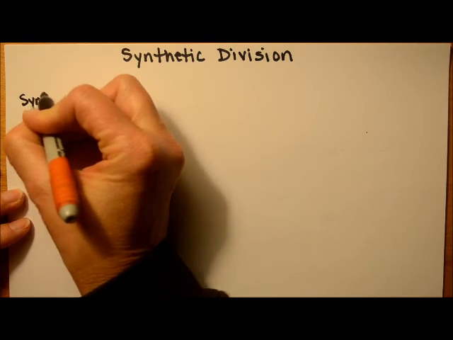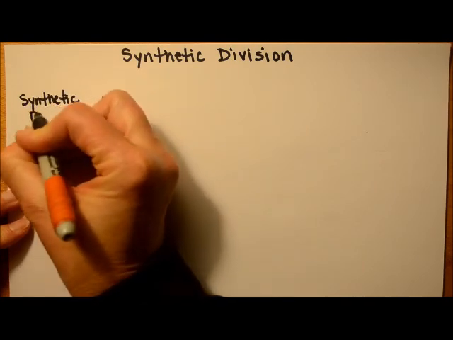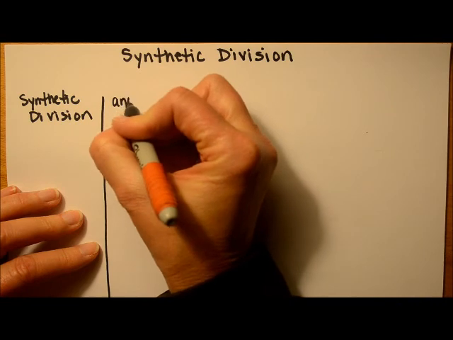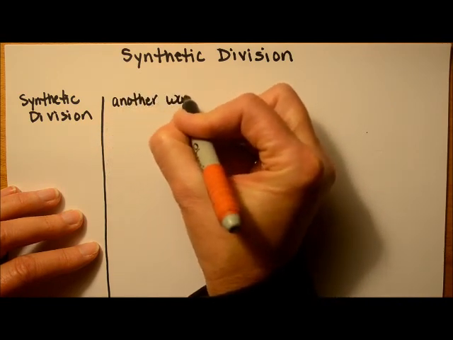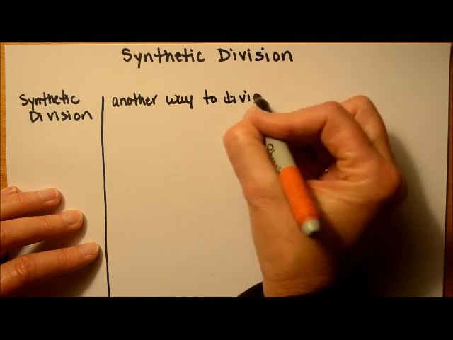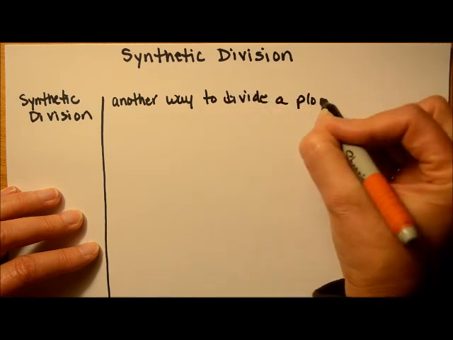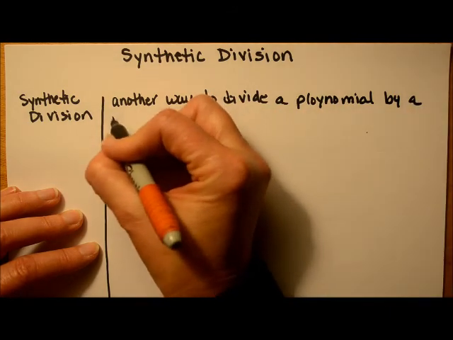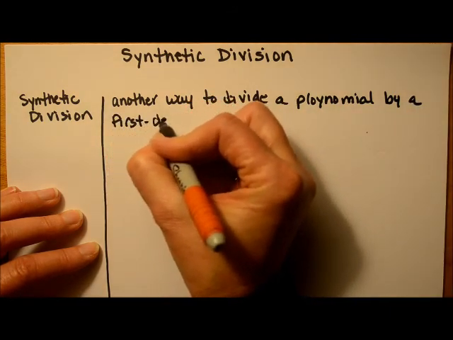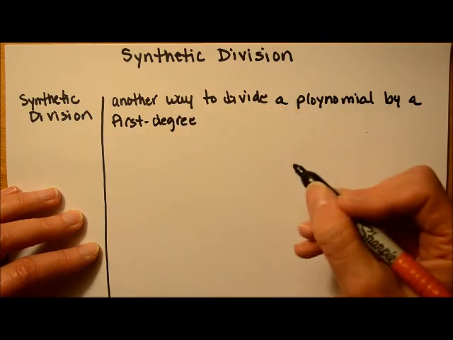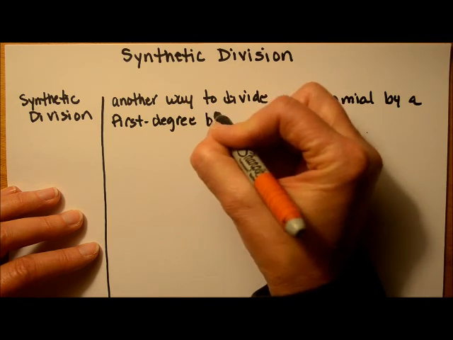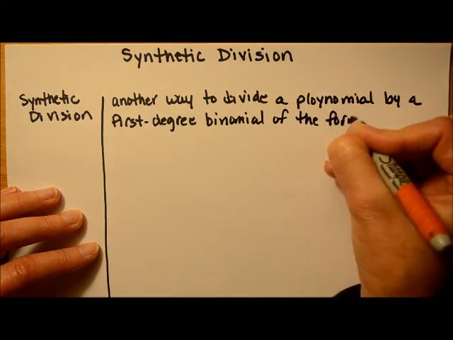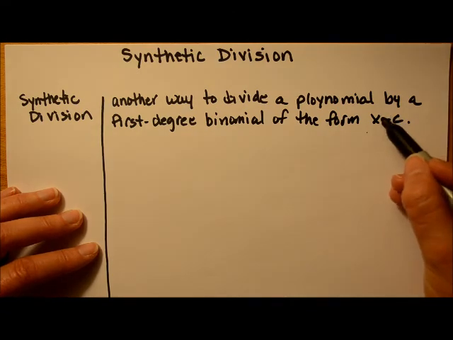So synthetic division is just another way to divide a polynomial by a first degree binomial of the form x minus c. By first degree we mean x to the first power, right? So it's just a first degree polynomial.